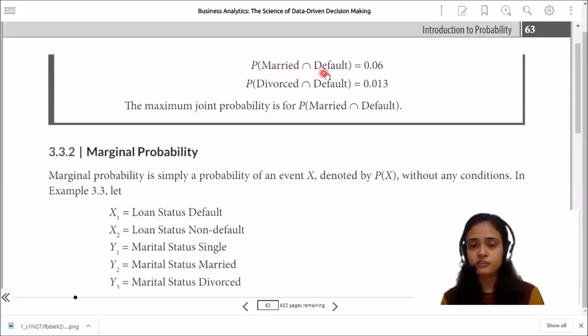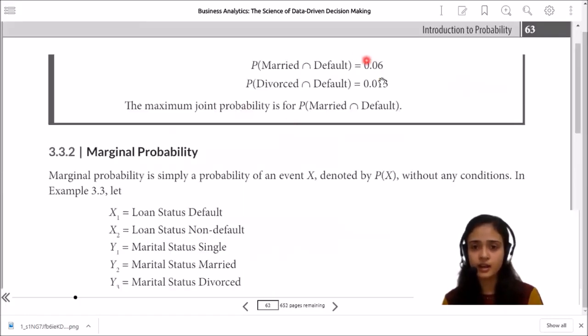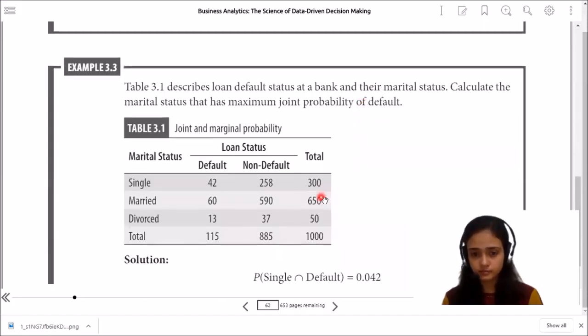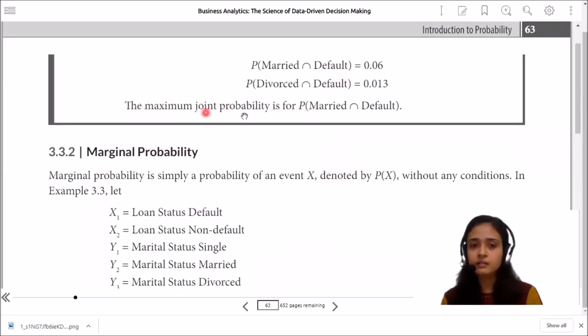Similarly, the probability of married intersection default. So this is the married intersection default. So my total number of observations for A intersection B, that is married intersection default, is 60. 60 divided by 1000, I got the probability as 0.06. And similarly for the divorced and default. So out of all these three probabilities, that is single, married, and divorced, related to the default, the maximum joint probability out of these three is of the married intersection default.